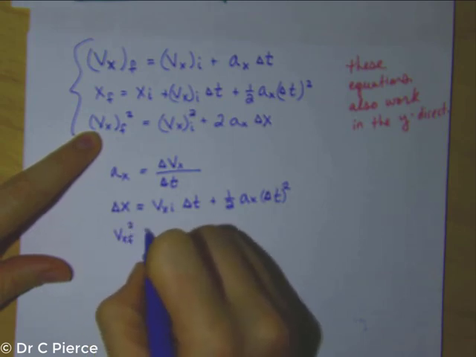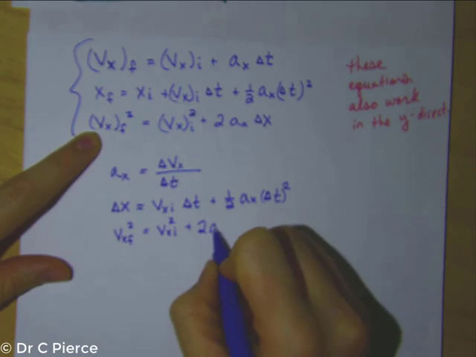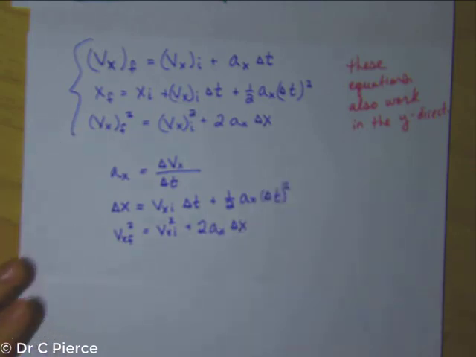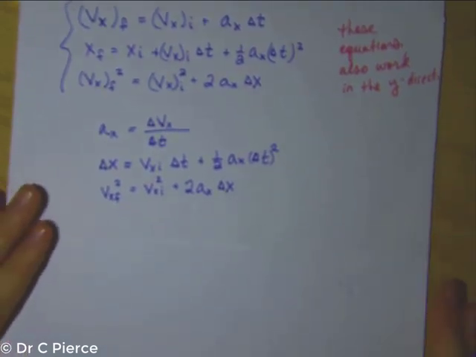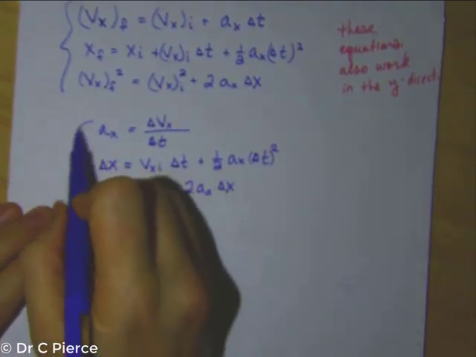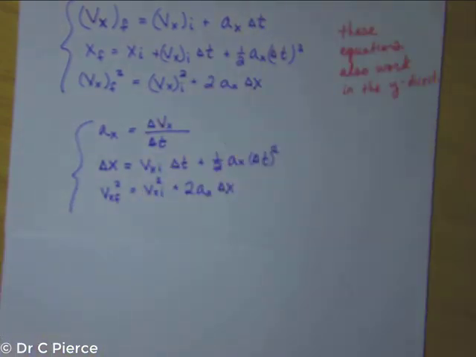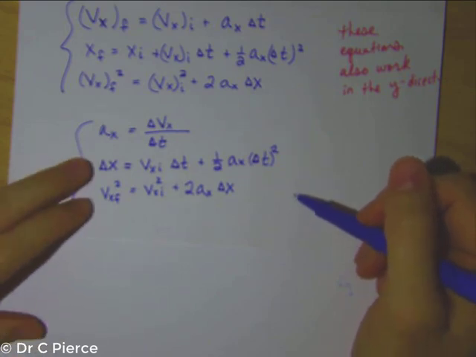Vxf squared is equal to Vxi squared plus 2ax delta x. And don't worry, we'll do some practice with these and actually talk through why each of these are useful. So what I've done is maybe rewritten these in a way that I like a bit better. But our book doesn't give us the last two equations that go with this set. So let me add two more in here.